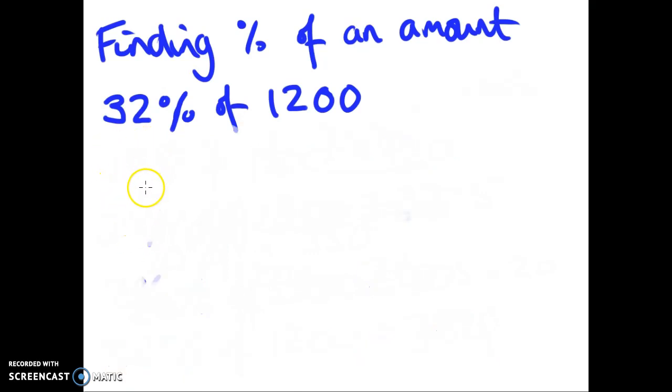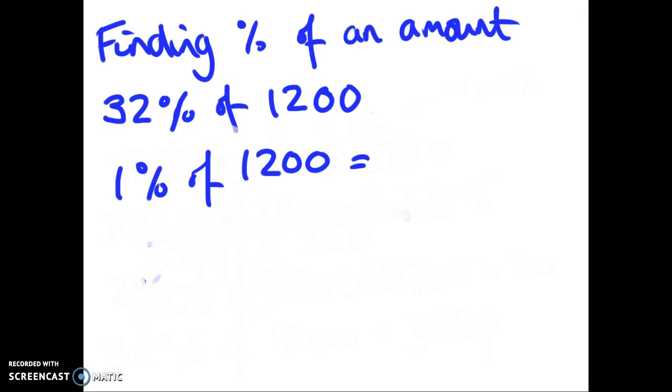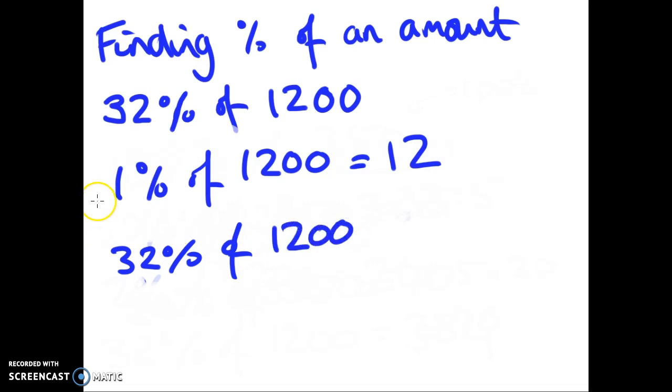So again, the second way you can do it is by straight away going to 1% of 1,200. And as we discussed previously, to find 1% of any number, you need to divide that number by 100. So 1,200 divided by 100 is going to be 12. Then to jump straight to 32% of 1,200? Well, I should be able to see that to go from 1% to 32%, I've multiplied by 32. So all I need to do is take my answer and times it by 32.